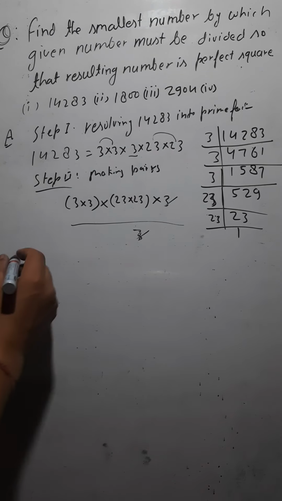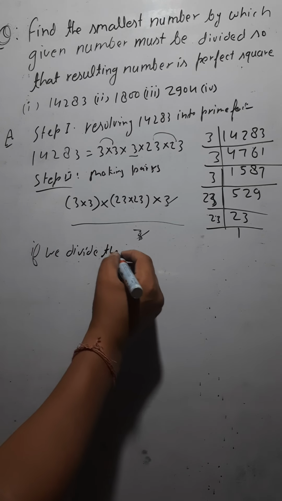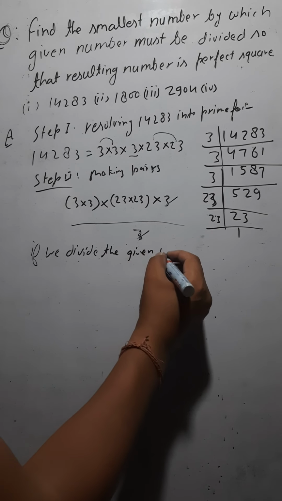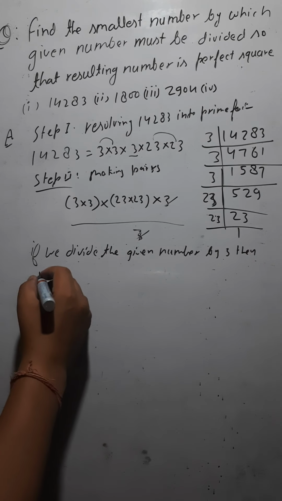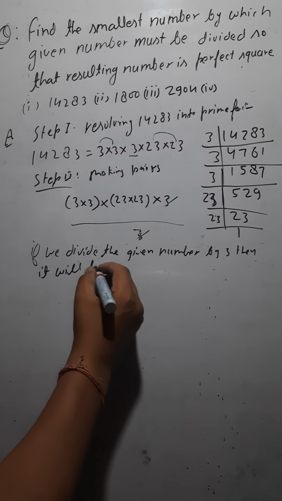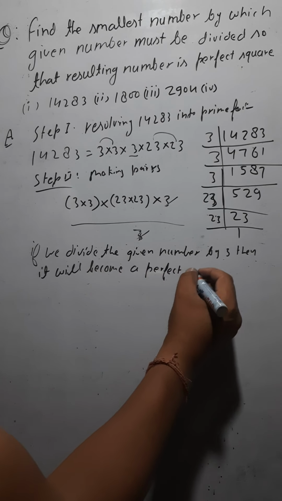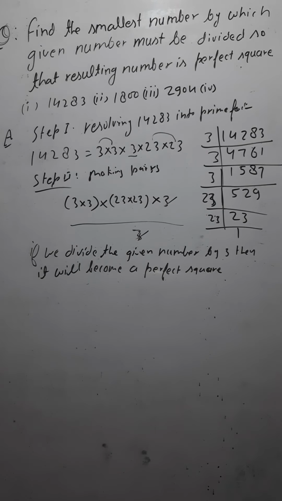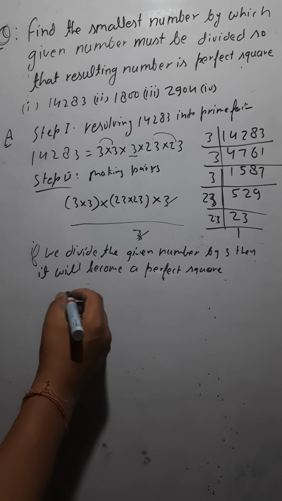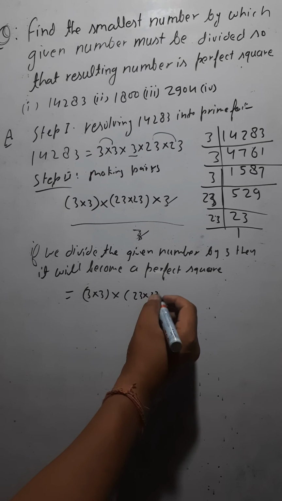Right here, if we divide the given number by 3, then it will become a perfect square. Now let me divide this. After dividing this, I would be getting 3 multiply 3, and I would be getting 23 multiply 23.